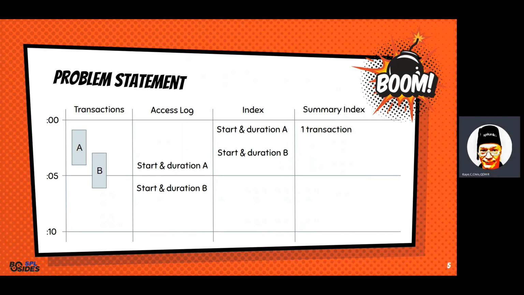And when we count the previous 5 minutes at 10 minutes past, or even 10.5 minutes past, we would miss the access log record for transaction B, since it is indexed for the first 5 minutes.